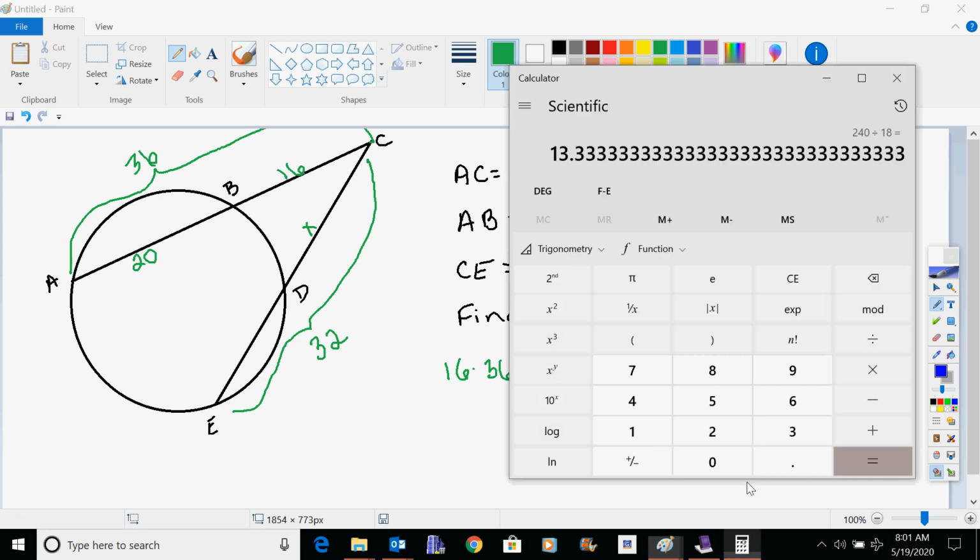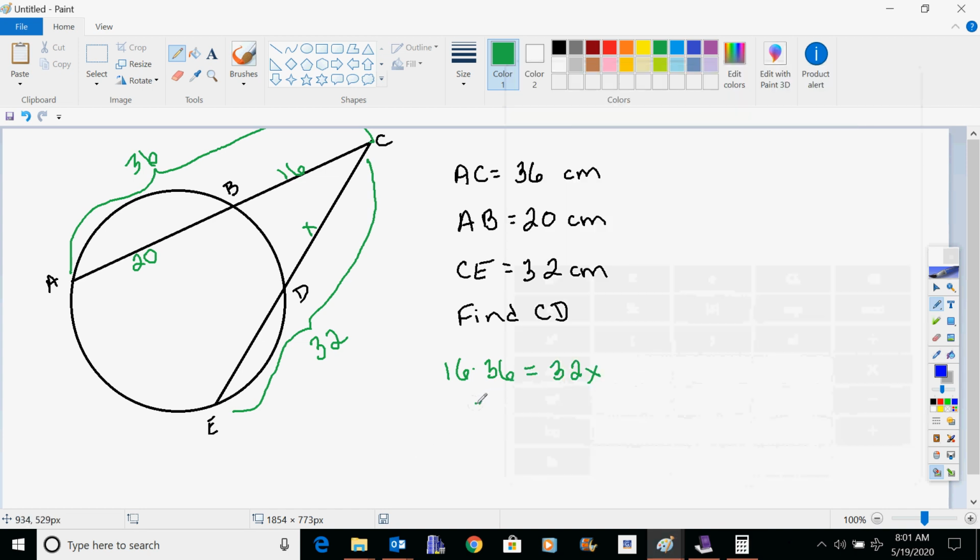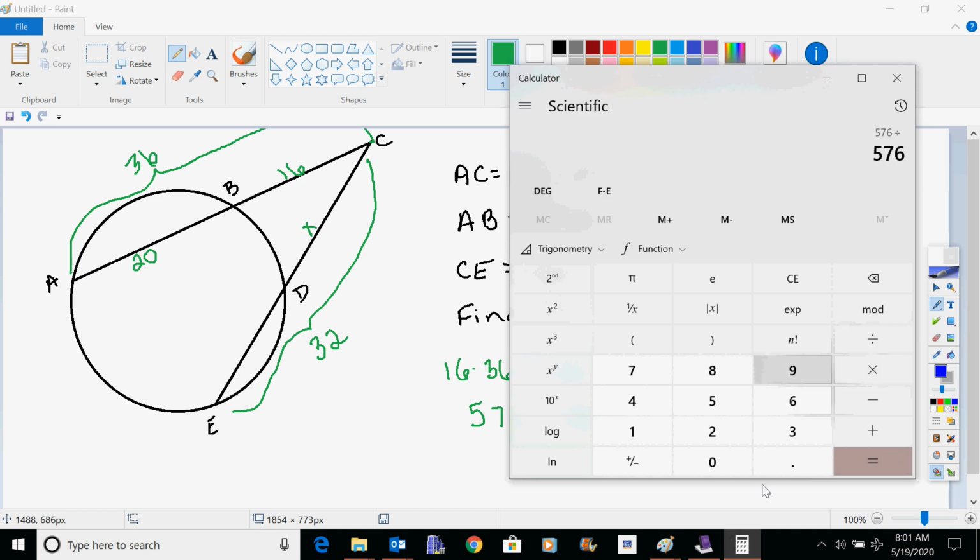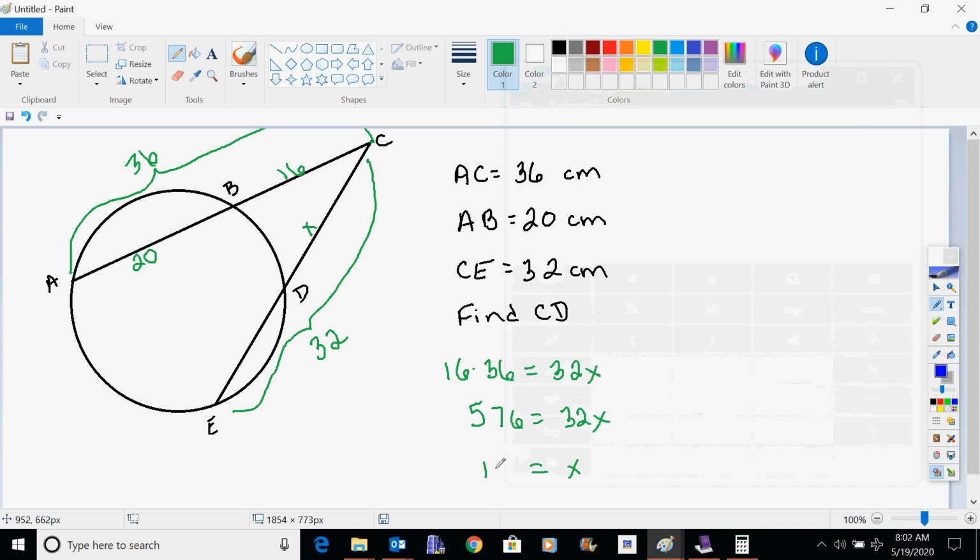So 16 times 36, 576, equals 32x. Divide both sides by 32. Equals 18. So in this case, a nice whole number, and x equals 18. And so that's how that would all work and play out.